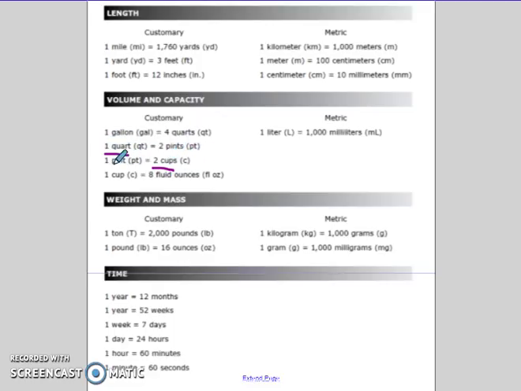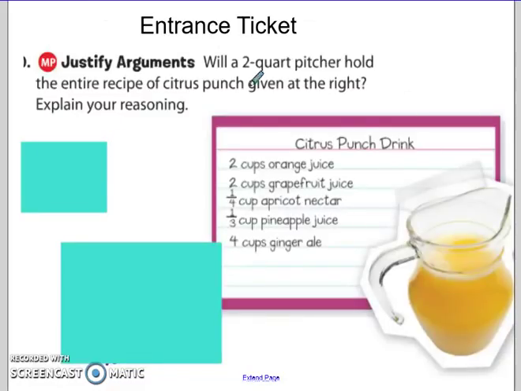Well, if there are 2 cups in 1 pint, and there are 2 pints in 1 quart, how many cups would be in 1 quart? Well, we would take 2 cups to figure out how many in 1 pint. And instead of saying 2 pints, we would just multiply this 2 by how many cups are in 1 pint to get us to 4 cups in 1 quart. Okay?